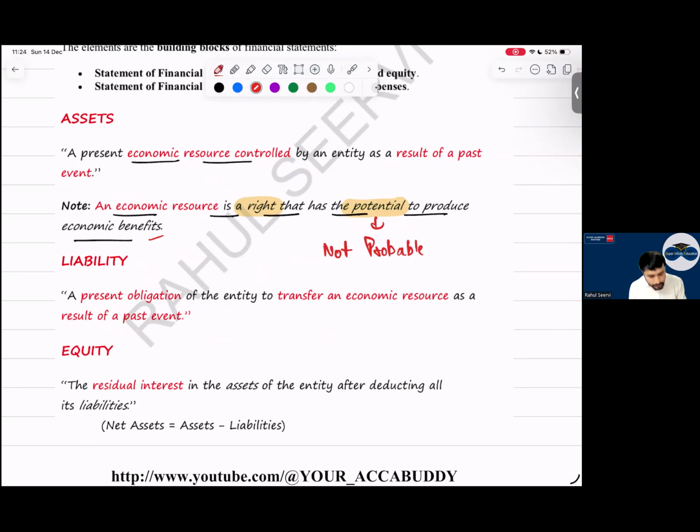If you know a little bit about your IAS 38 intangible assets, it says it should be probable. Yes or no? When you want to recognize it, it is probable, but here they are saying potential should be that you will get the benefit. Simple. So with this, I hope the definition of asset is clear to everyone. A very important part. And this, not probable, this type of question is tested in link with IAS 38 and conceptual framework. Yes. Then liability.